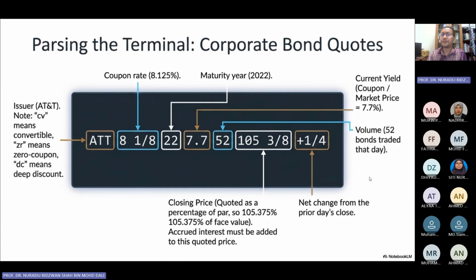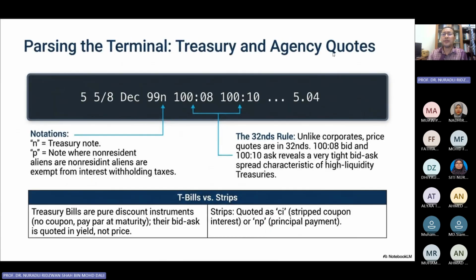This is treasury and agency notes, agency quotes. And this is for notes, right? So this is the 32nds rule. Unlike corporate, prices are quoted in 32nds. So they are the bid and ask. So this is bid, this is ask.